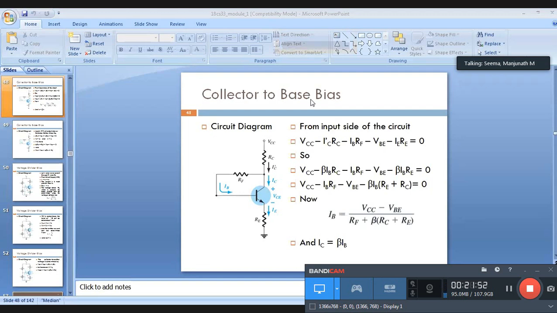My input is... tell me, any doubts? Any doubt? Here, this is short circuited. Don't consider this RF if you get confused.